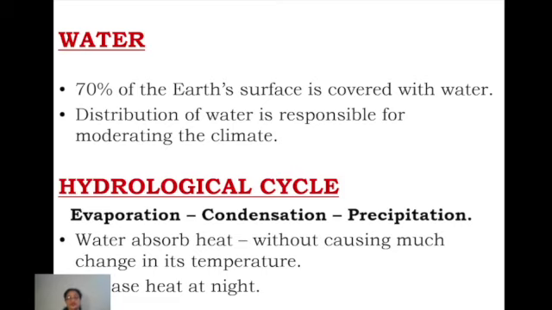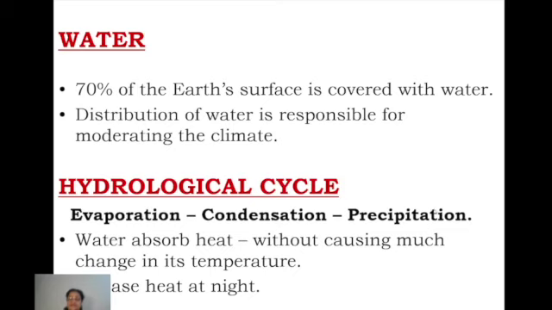Now next we have to talk about the hydrological cycle. Hydrological cycle, or many times we also call it the water cycle, simple. Now what is it? It is composed of 3 main processes. You can see here, number one is evaporation, then condensation and precipitation.